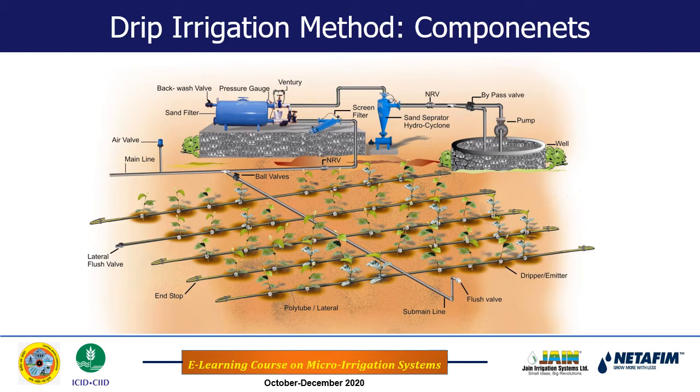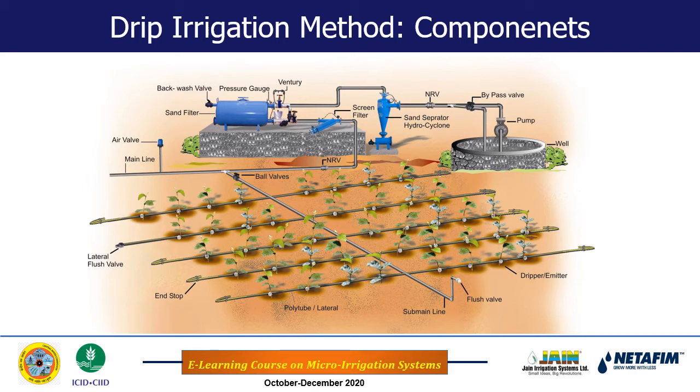We have already seen the bypass valve. We have seen the ball valves which control the flow of water into the subunit, and there is one more valve, which is the air valve, shown at the end of the main line. This is normally provided at the highest point in the field. There is a possibility that air may be entrapped in the system, and we have to remove that entrapped air, otherwise there will be water hammering, and the components of the drip irrigation system will be damaged. For that, an air valve is to be installed at the highest point in the field.